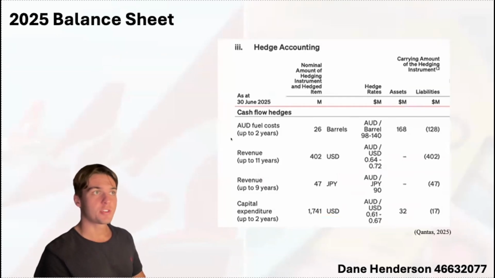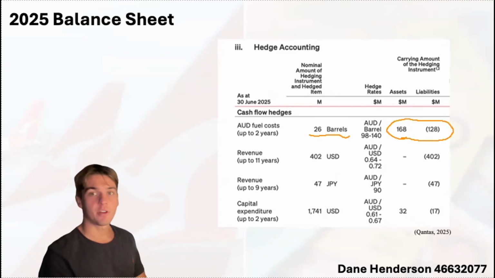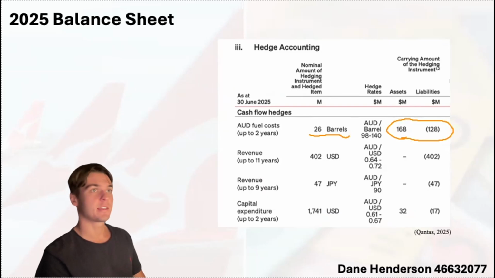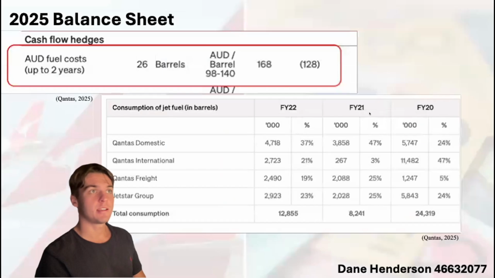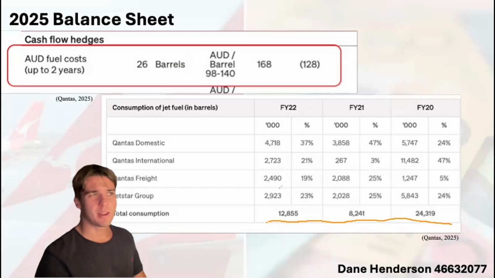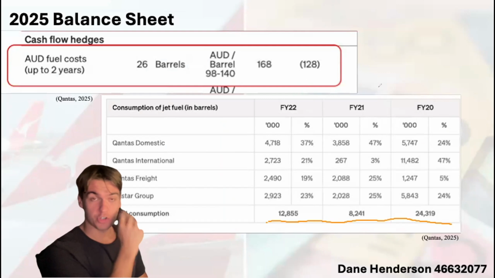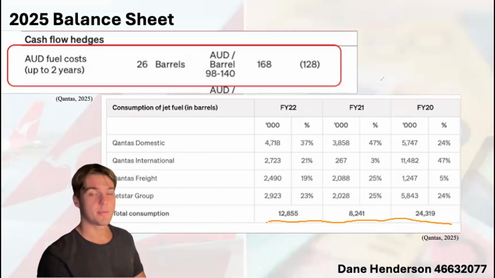We can see Australian dollar fuel costs here up to 2 years are hedged, 26 million barrels of crude oil. And we can see that that's a net positive asset position, which makes sense considering that oil is a cash outflow for Qantas. This 26 million barrels of jet fuel is actually quite significant, considering that in the financial years 2020, 2021, and 2022, their average fuel consumption was approximately 15 million barrels of oil. While we don't have the latest consumption data, we can assume that it would be a lot higher considering that the demand has increased coming out of COVID. But still, this 26 million barrels of oil being hedged is quite significant.